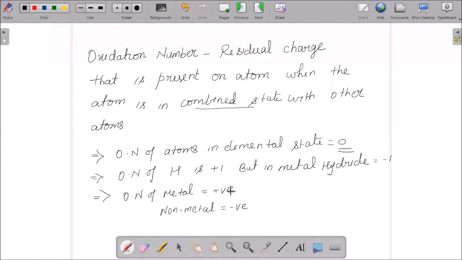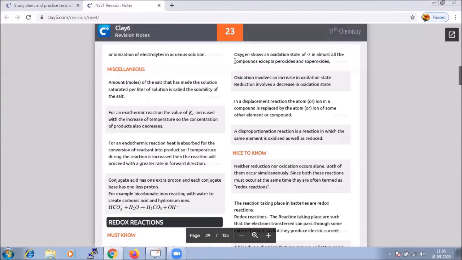And the oxidation number of a metal is always positive, and for a non-metal it is negative. When we consider the oxidation number of oxygen, oxygen shows an oxidation state of -2 in almost all compounds, except when it is forming a peroxide or superoxide. Except when it is forming peroxide and superoxide, it takes the oxidation state to be -2.